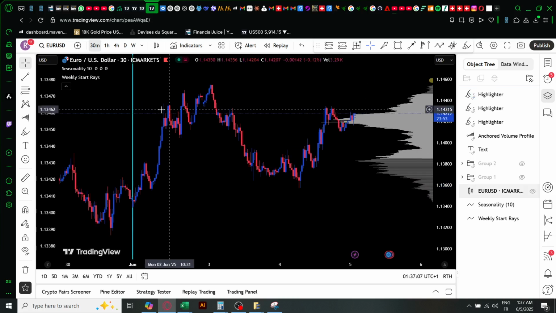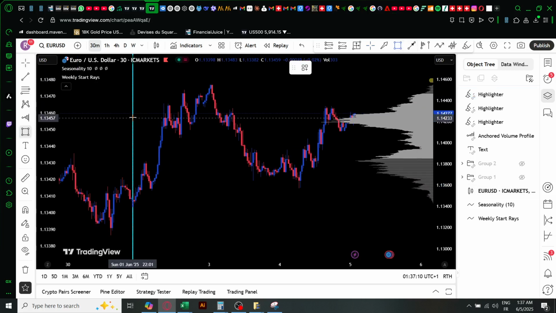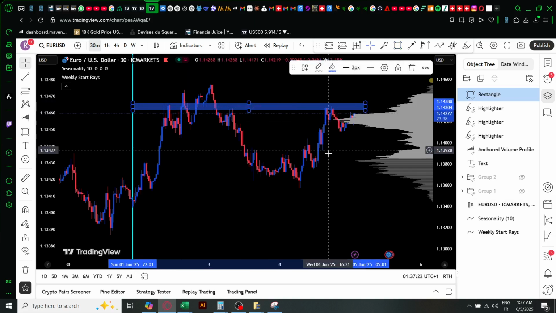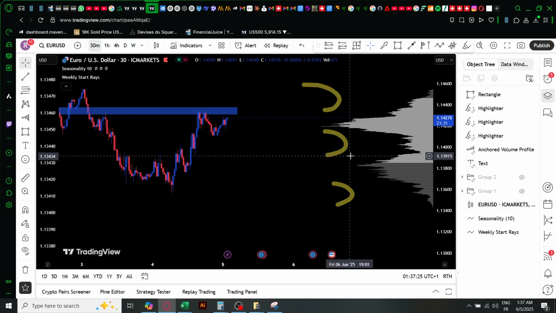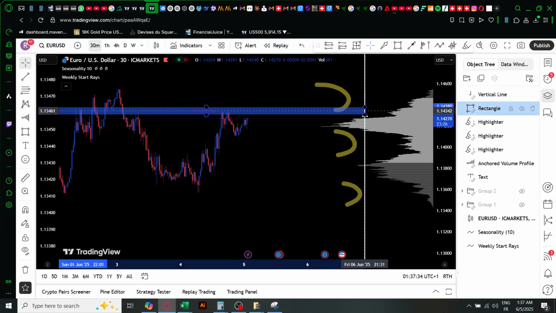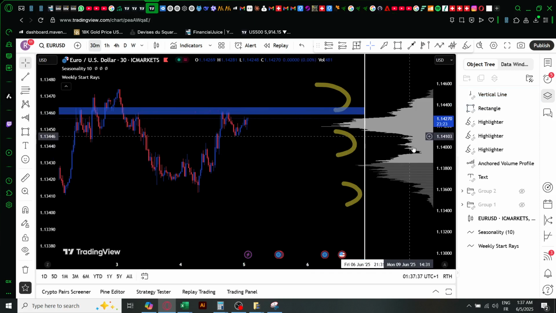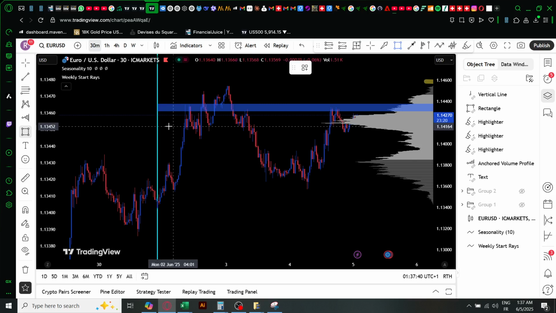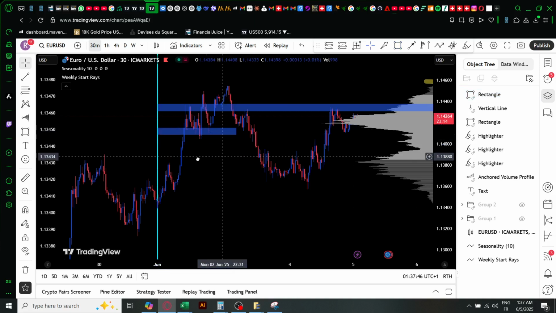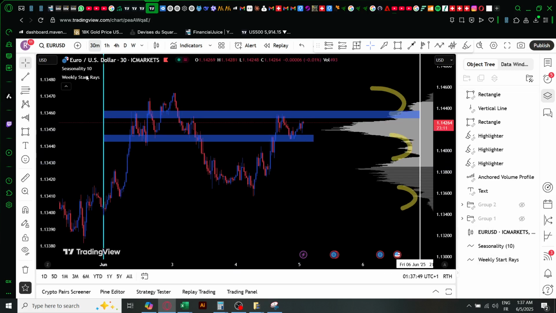So the first level is over here. This is the high volume node. On the edges there are low volume nodes, and we can clearly see that this is our level. The week ends over here, so I'm going to extend it, and we have another low volume node over here. Use your eyes, as we're using price action, of course.